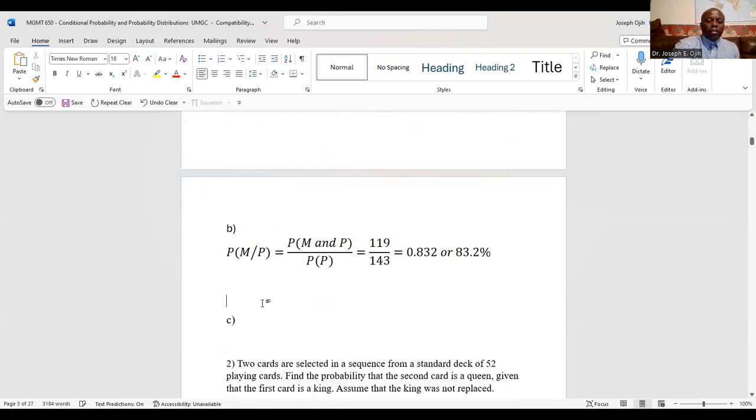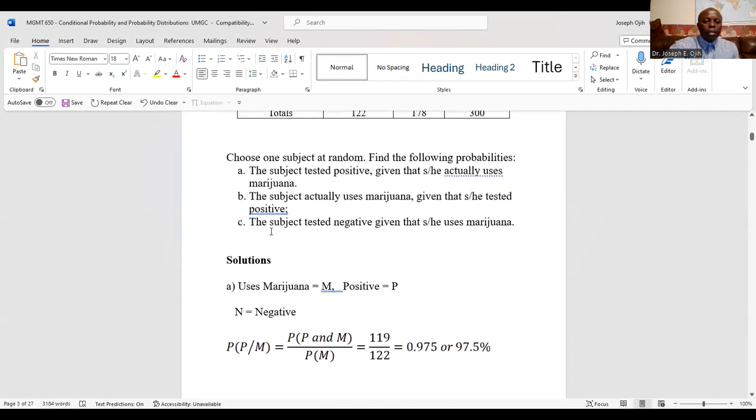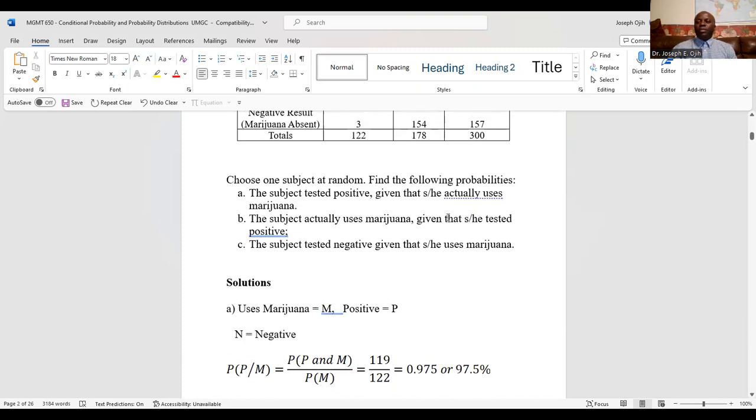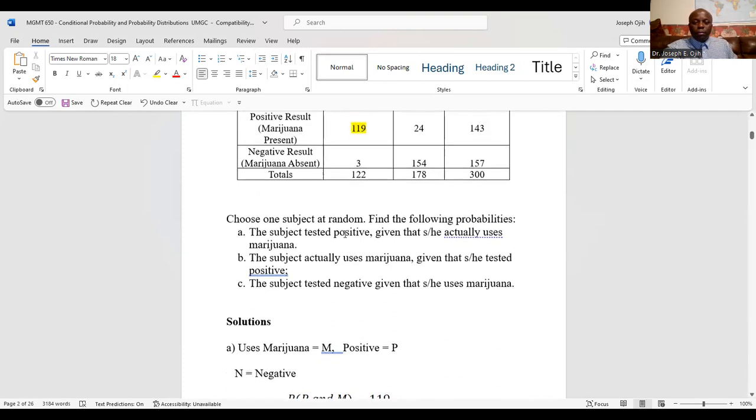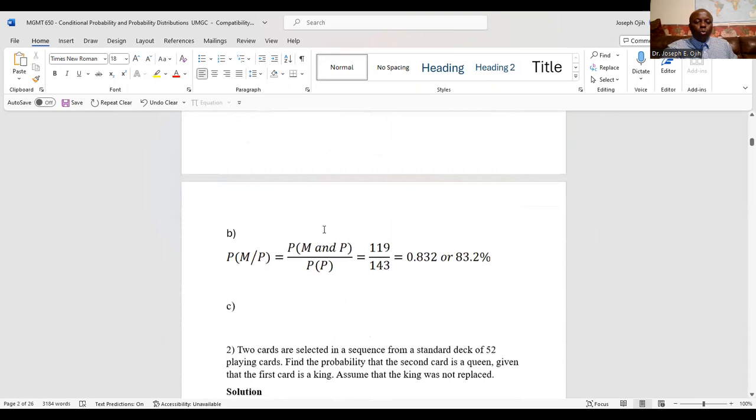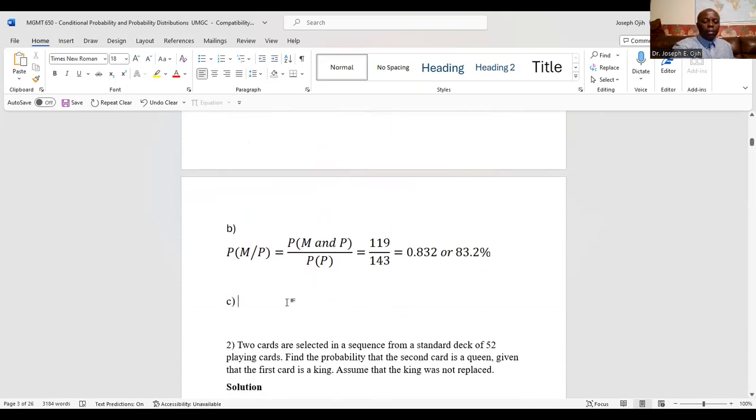Then part C says the subject tested negative, given that he or she uses marijuana. That can happen. Somebody might be using it, maybe because of their body chemistry they still tested negative, or because somebody made an error. We call it false negatives. So in that case, we are looking for the probability that they tested negative, given that they use marijuana. That's what I'm going to put.